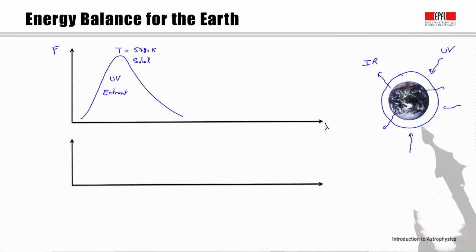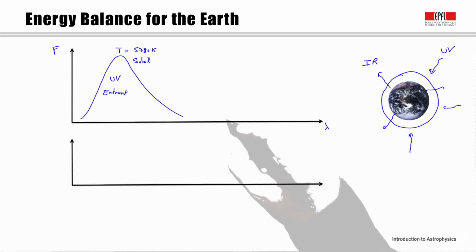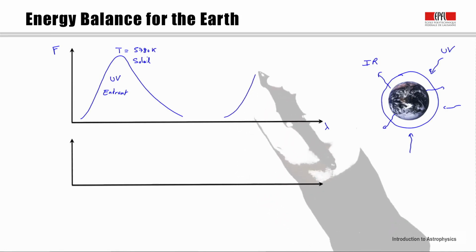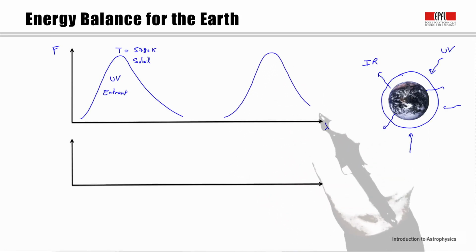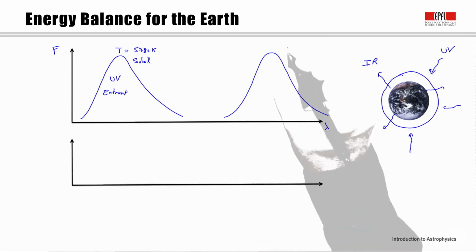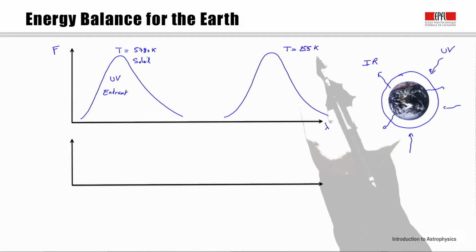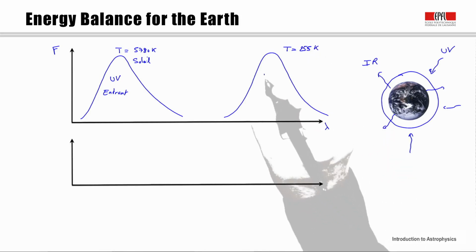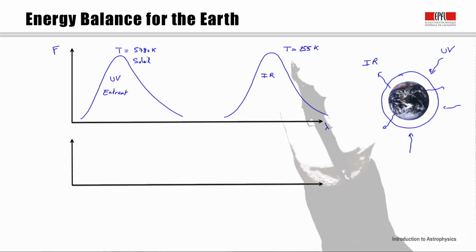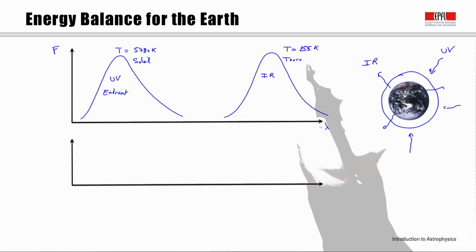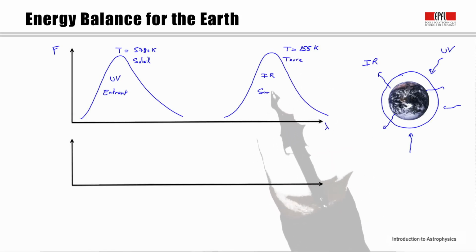The Earth itself, as we just computed, emits blackbody radiation with a curve of the same shape, but this time with a blackbody temperature of 255 Kelvin. The Earth emits then in the infrared domain, and this is the outgoing radiation.